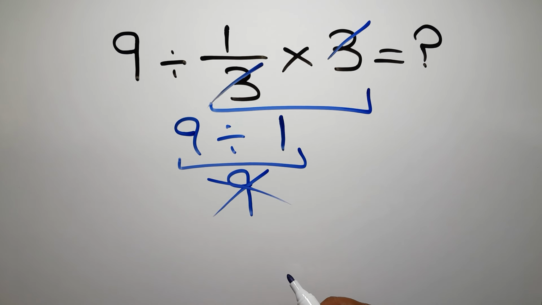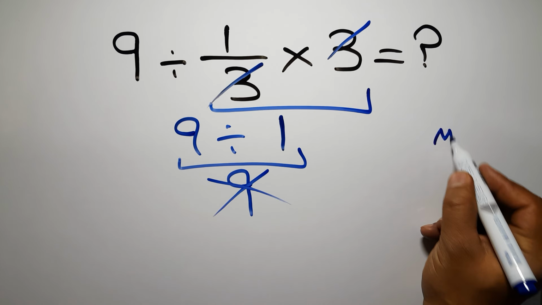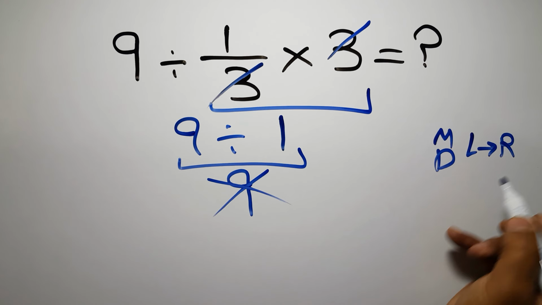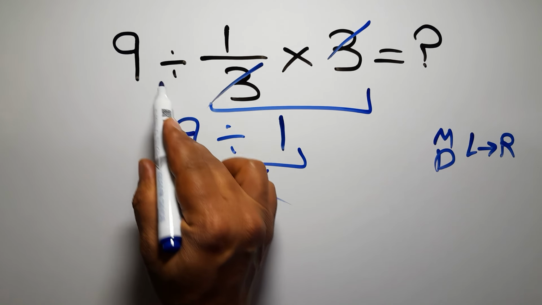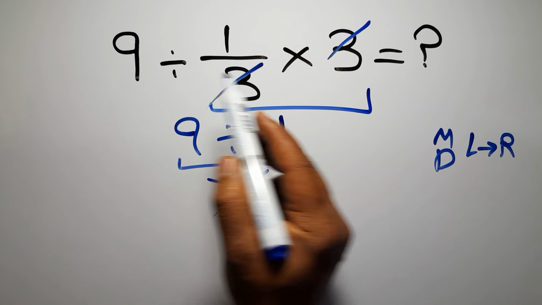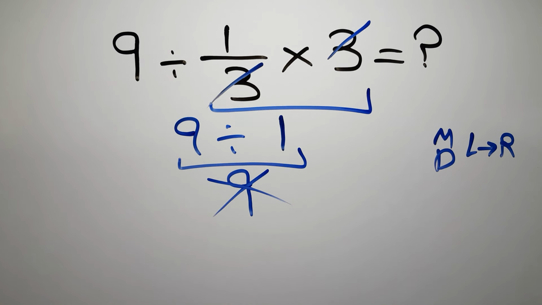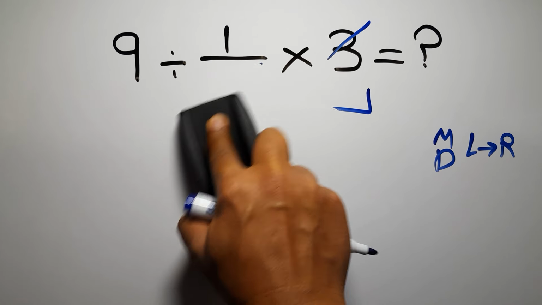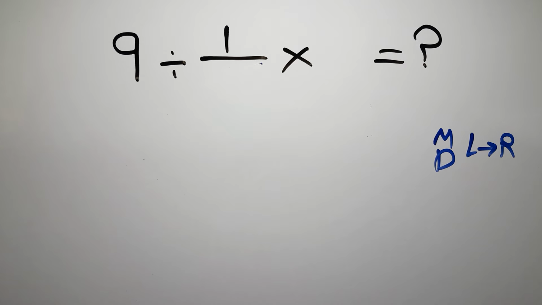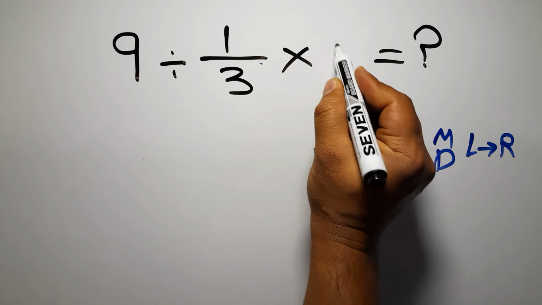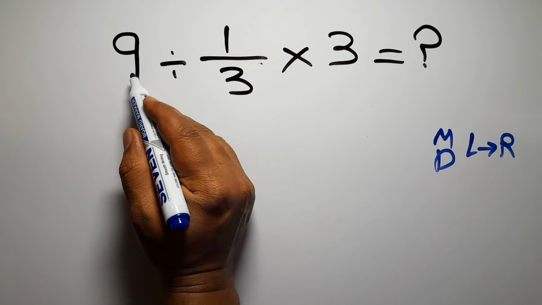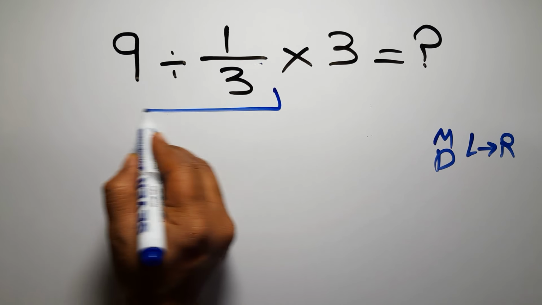Because according to the order of operations, multiplication and division have equal priority and we have to work from left to right. So here, first we have to do this division, then this multiplication. If we do this multiplication before this division, it is wrong. So first this division, 9 divided by 1 over 3.